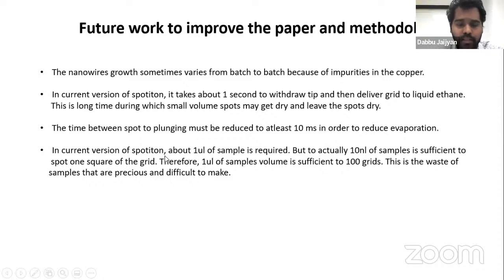Another thing is that in the spotiton version, about 1 microliter of the sample is required, but essentially we only need 10 nanoliters of the sample for one grid. So in 1 microliter of the sample, hundreds of grids can easily be prepared. The authors think this is a waste of sample that is precious and difficult to make. So in the future they want to improve the spotiton so they can reduce the volume to 100 nanoliters or less.